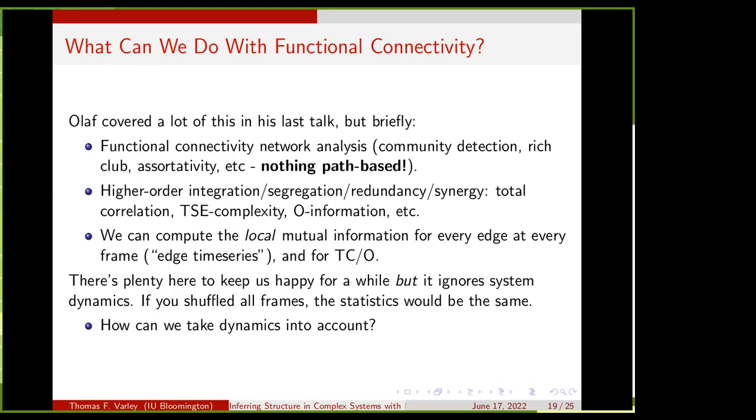And then, in the same way that we could do edge time series, which Olaf talked about last week, we can also do local mutual information for every edge. It's functionally the same thing, just the statistics are a little bit different. And then we can also do things like local total correlation, local O information, and there's quite a bit we could dig into there. So, sorry, can we actually do all this without going to Gaussian assumptions?